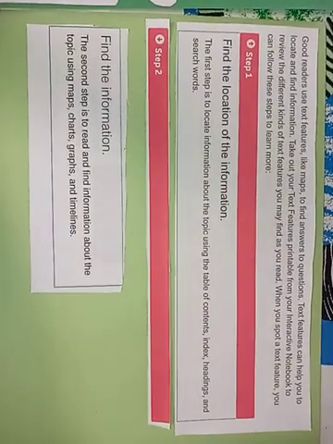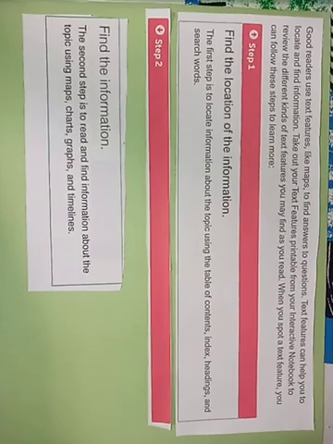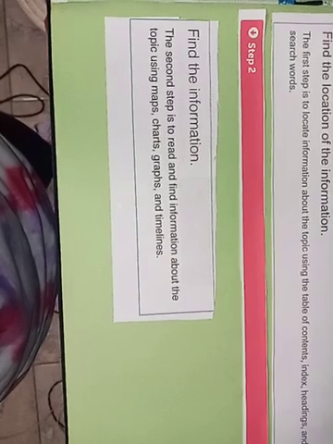Good readers use text features like maps to find answers to questions. Text features can help you to locate and find information. Okay. Find the location of the information. The first step is to locate the information about the topic using the table of contents, index, headings, and search words. Step 2, find the information. The second step is to read and find information about the topic using maps, charts, graphs, and timelines.